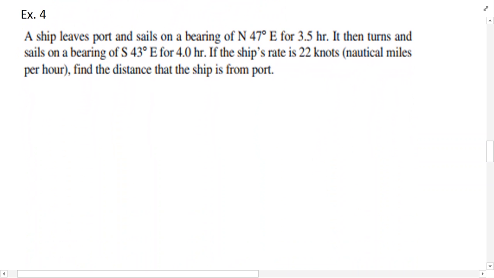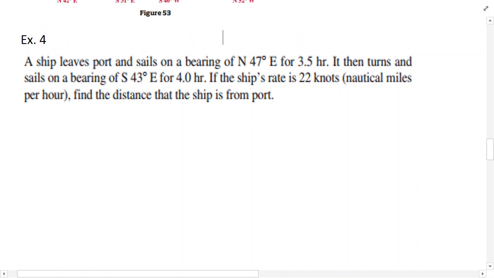And really, this is not a difficult problem. The most difficult part of this problem is really setting up the picture. So it says a ship leaves port and sails on a bearing north 47 degrees east for 3.5 hours. It then turns and sails at a bearing south 43 degrees east for 4 hours. If the ship's rate is 22 knots, or nautical miles per hour, we want to find the distance that the ship is from the port.